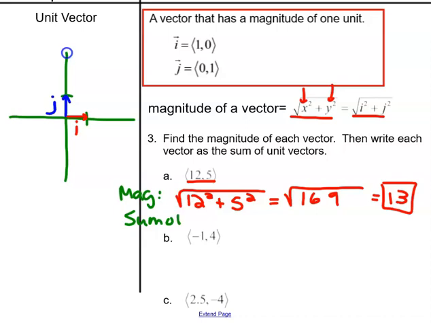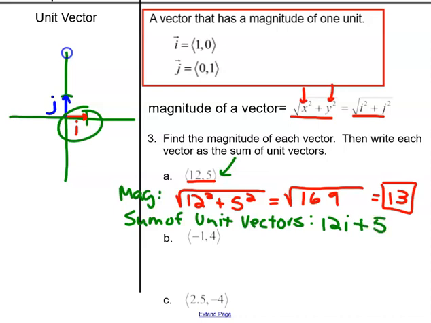This is what this sum of unit vectors is. It's just a different way of writing a point. So if I know I go right 12 up 5, I can also say that as 12 of these, right? 12 of these here, I go right 12 of those units, and then I go up 5 of these units. So it's just a different way of writing an ordered pair.